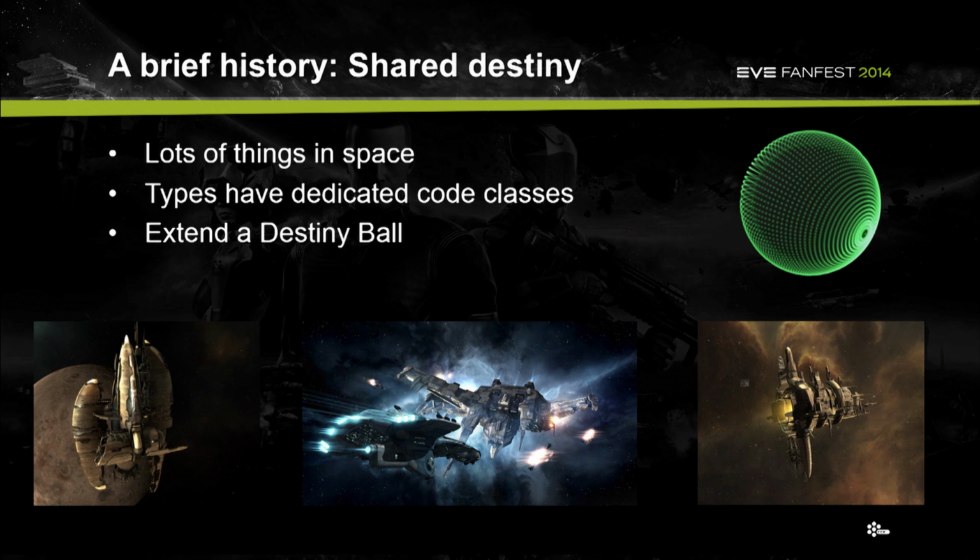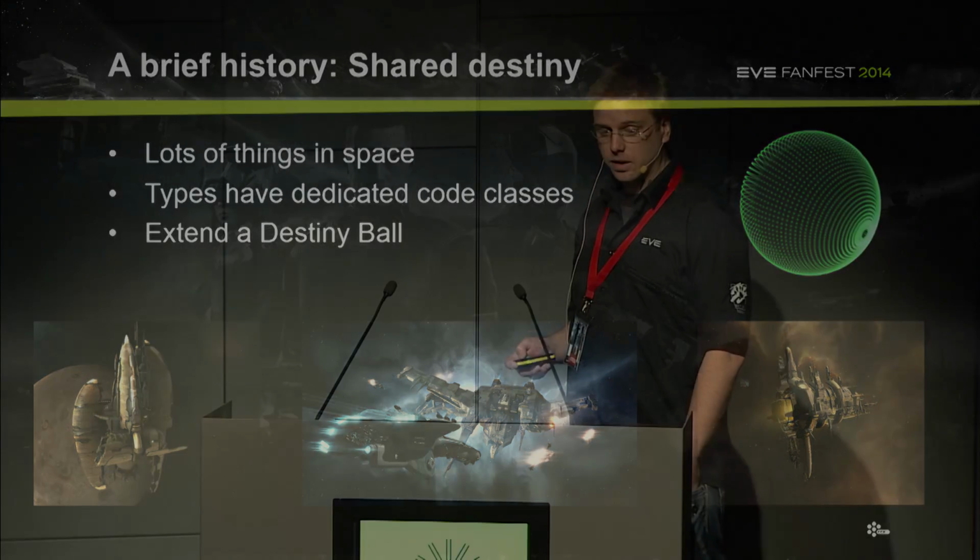So since we started developing EVE Online, we have, for 10 years, been adding things to space. Like we have stargates, suns, planets, asteroids, and all kinds of things, even spaceships. Probably seen some of those. So what most of these things have in common is that they are all represented by a destiny ball, which is basically the physics unit used by our destiny physics engine. Probably very familiar with that one, at least to some extent.